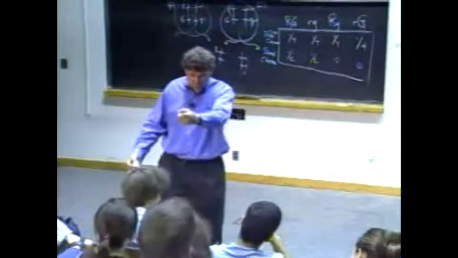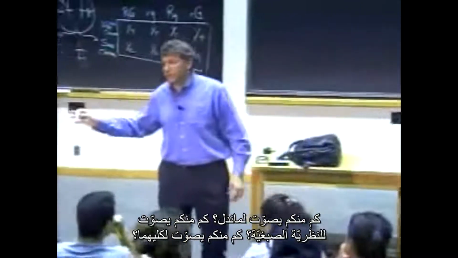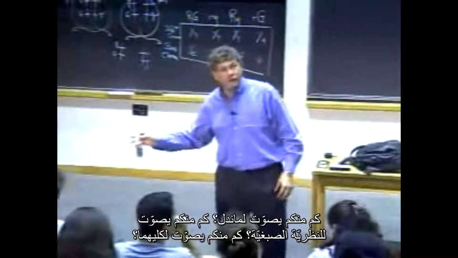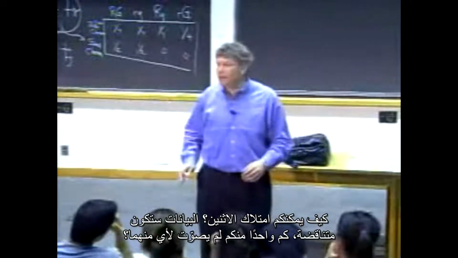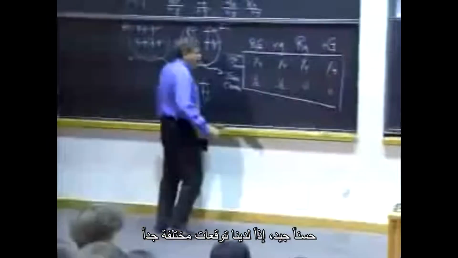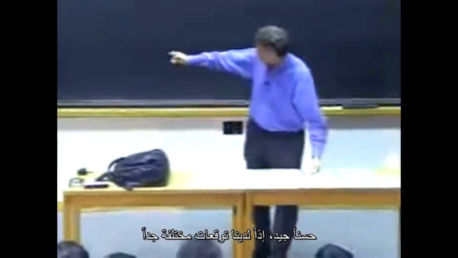You vote for both. How many vote for Mendel? How many vote for chromosomal theory? How many vote for both? How can you have both? The data would be contradictory. How many vote for neither? Okay, fine. So we have a very different prediction.